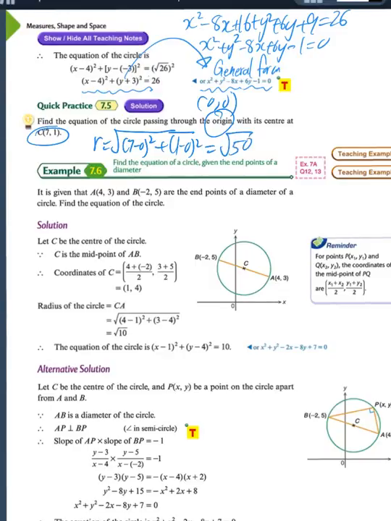Then the equation of the circle will be (x - 7)² + (y - 1)² = (√50)². That should be 50. Root 50 squared will be 50. That should be the answer.